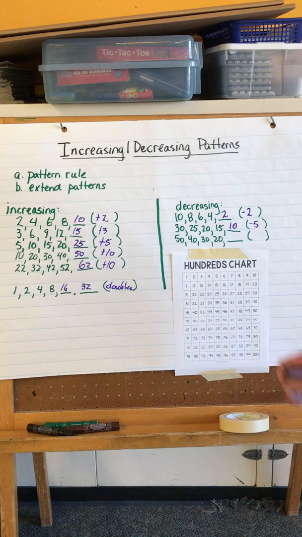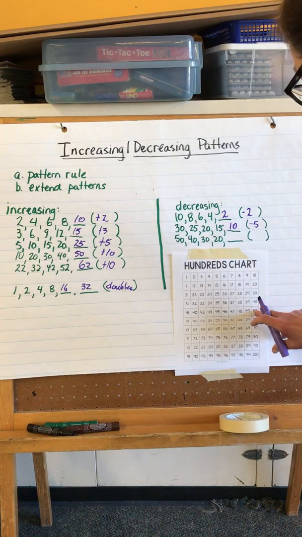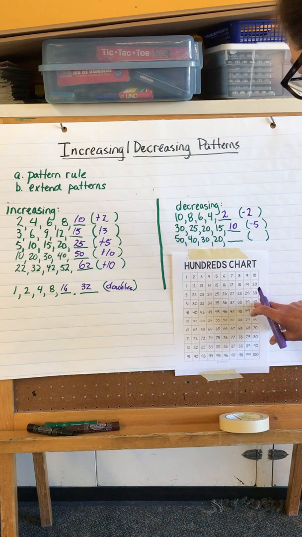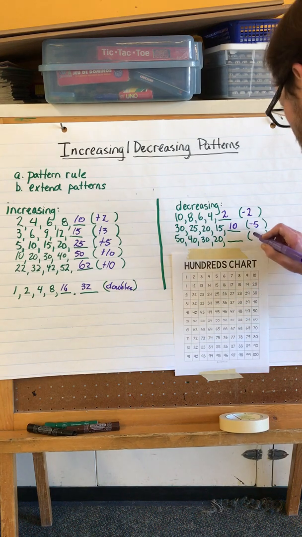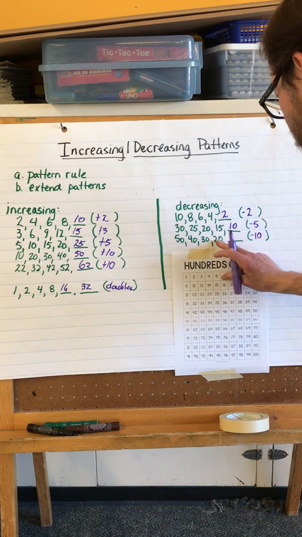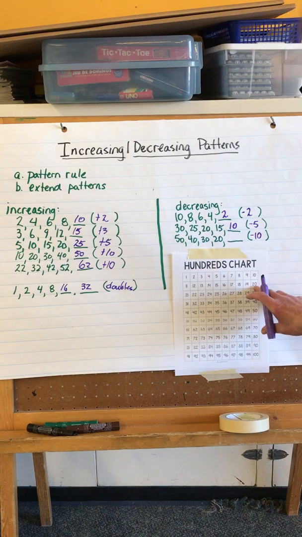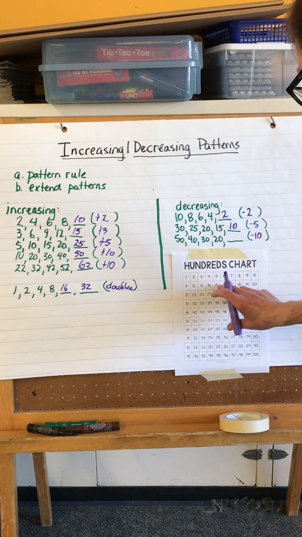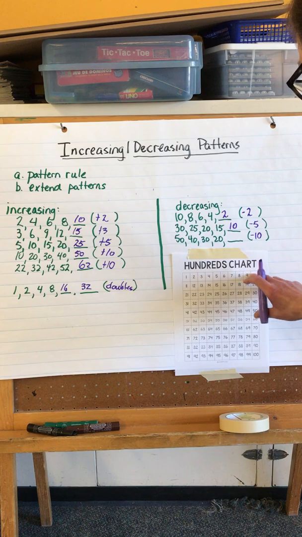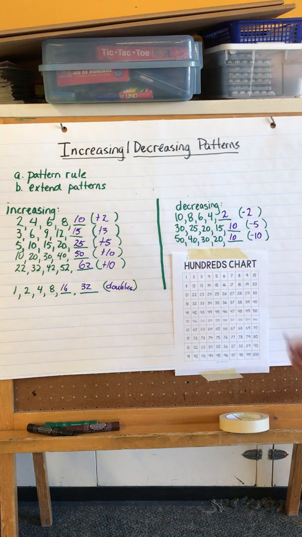One more here that you're going to see, 50, 40, 30, 20. I'm going down a row every time. So my pattern rule is negative 10. And my next number, when I extend my pattern, is going to be 10. Count back 10: 1, 2, 3, 4, 5, 6, 7, 8, 9, 10. My next number is 10. So I can count back that 10 or go down one row.